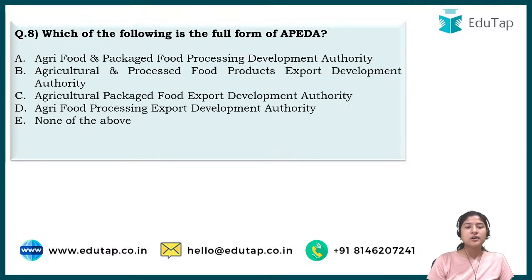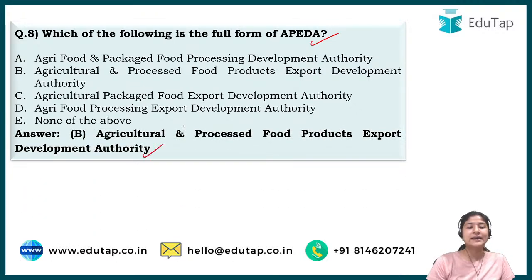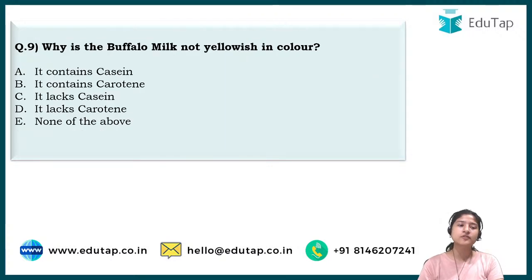Next comes, which of the following is the full form of EPEDA? EPEDA is an organization. Basically, this organization deals with all the export that is done from India to foreign countries in terms of agriculture. So you have to tell the right answer. The correct answer is option B, that is Agricultural and Processed Food Products Export Development Authority. Most of you are saying that only. Yes, this organization is responsible for all the export.